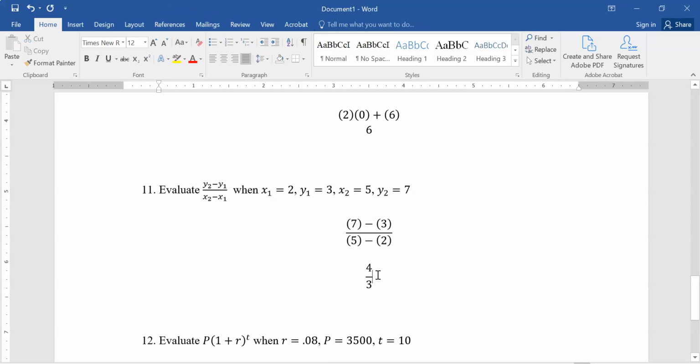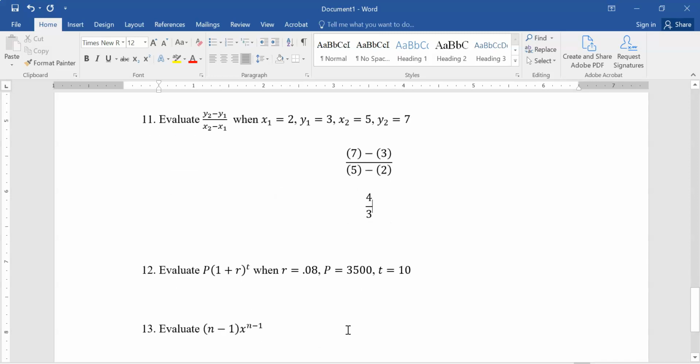Now, if we want to use the improper fraction for the answer, that's it, 4/3. If you wanted to use a mixed number, it would be 1 1/3. If you wanted to round it to a couple places, it'd be 1.33. So there you go.